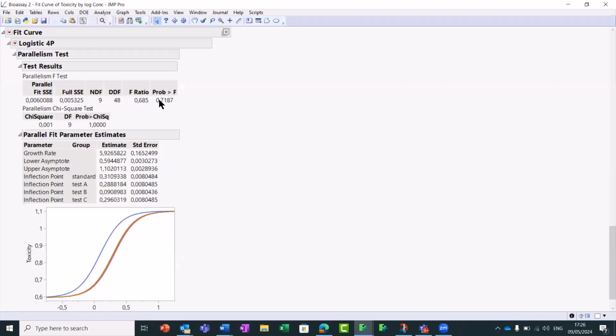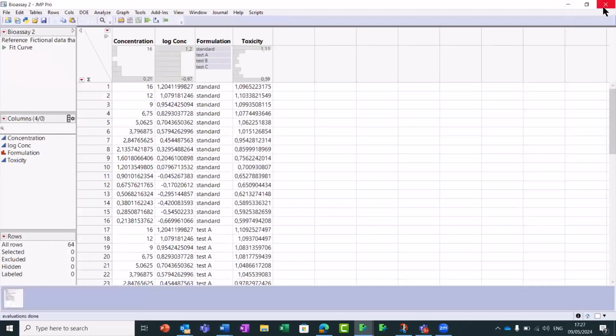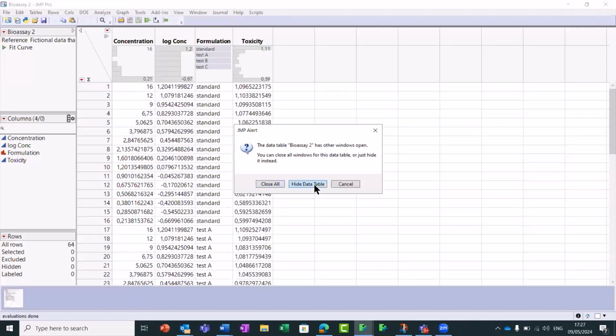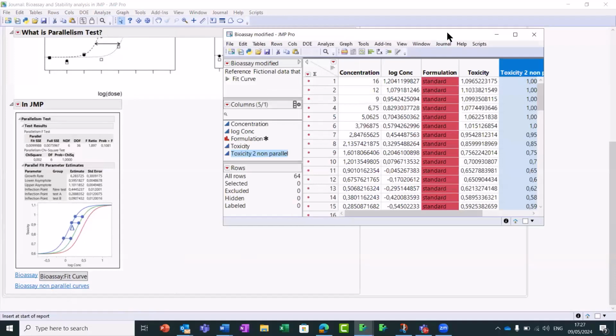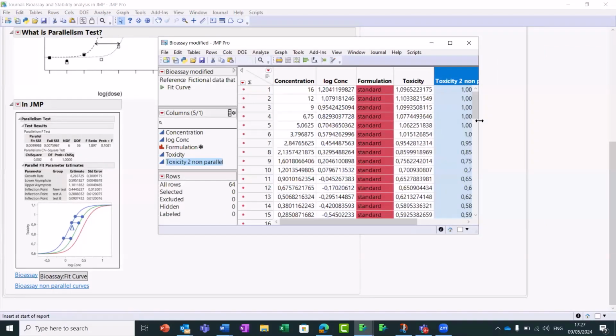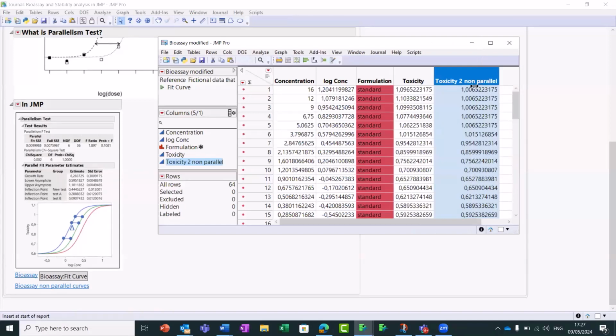If that would not be the case, then the p-value would be different, would be very small, and would be red or orange, right? And I will show you here with another data. I will hide this for now. I have another data with curves that are not parallel.